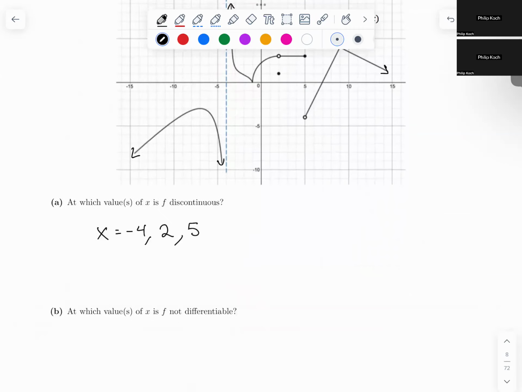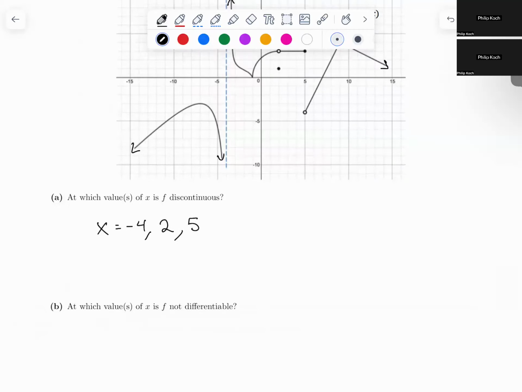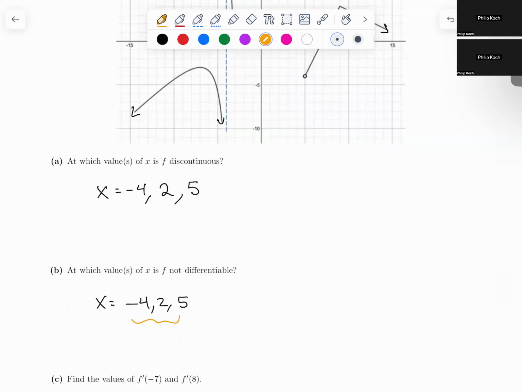Then it says, where is it non-differentiable? Well, because it's discontinuous at -4, 2, and 5, we know those are values of non-differentiability. So x equals -4, 2, and 5, and we're going to say because it's discontinuous there. But then we also have a few more.